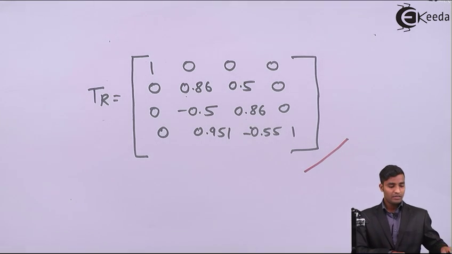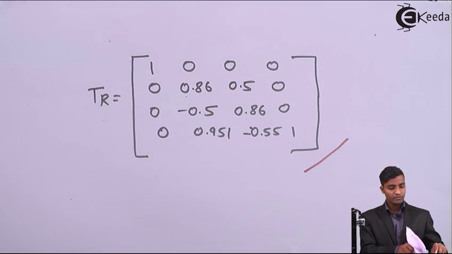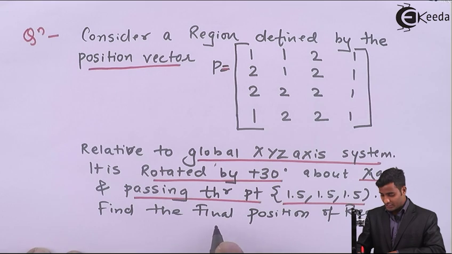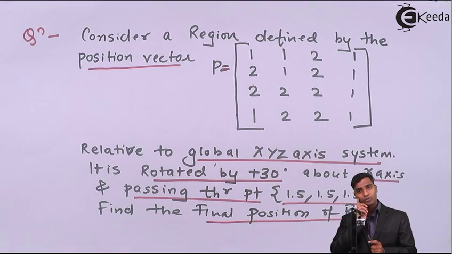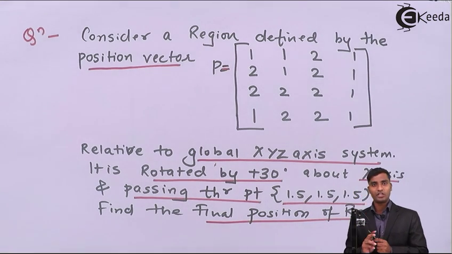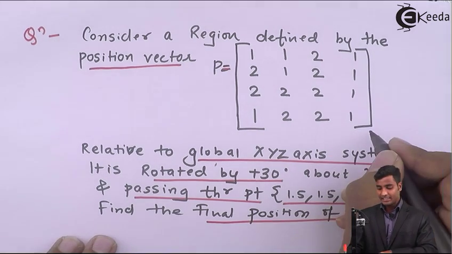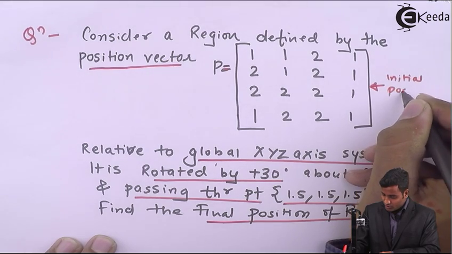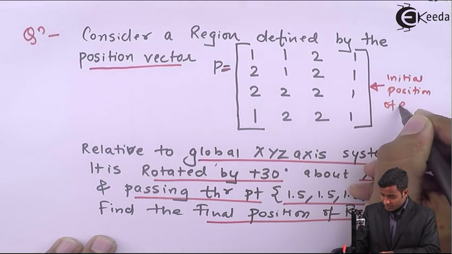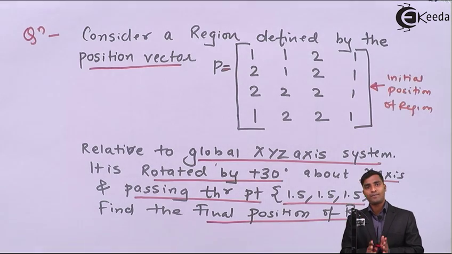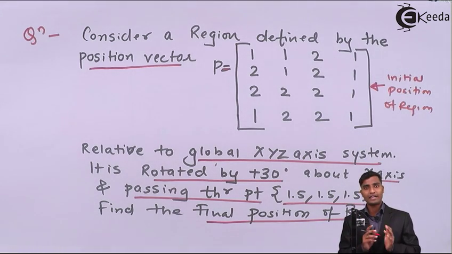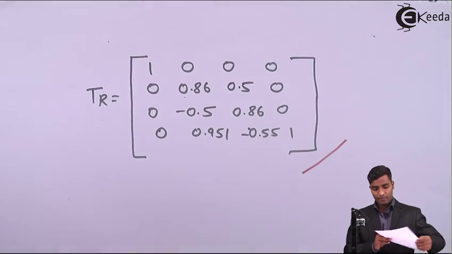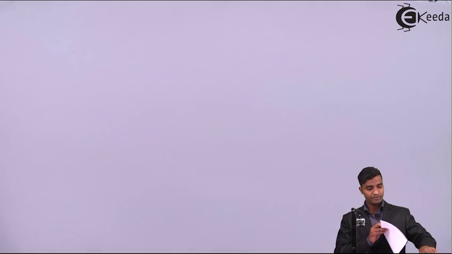Now in this problem we have to calculate the final position of the region. For the final position of the region we will require the initial position of the region. So this is the initial position of the region. By multiplying this initial position by TR we will get the final position of the region. So now we will calculate the final position of the region.